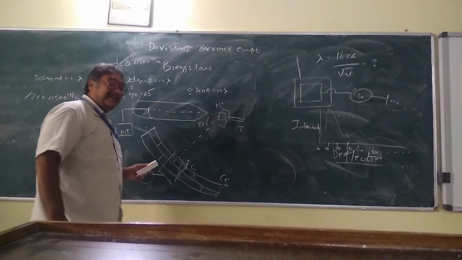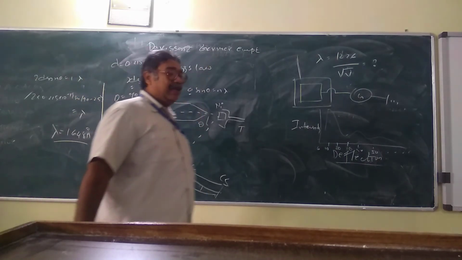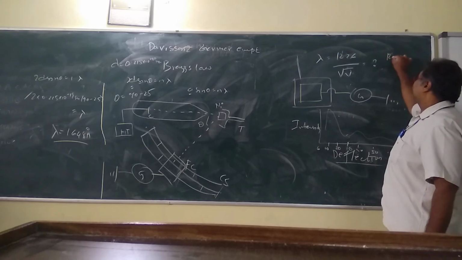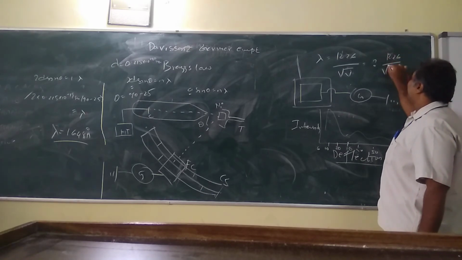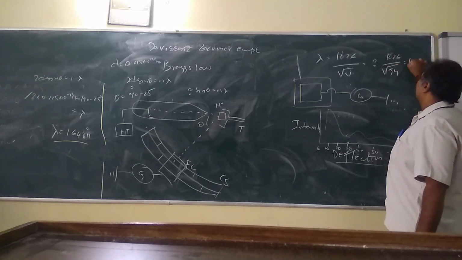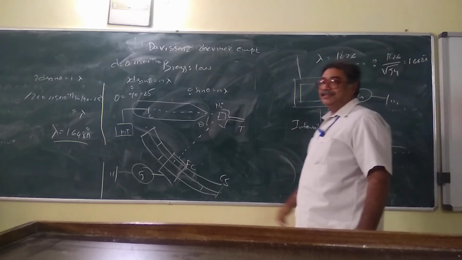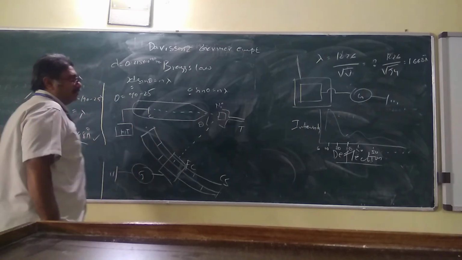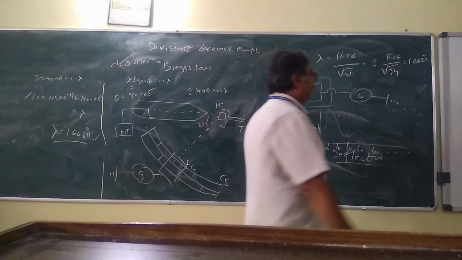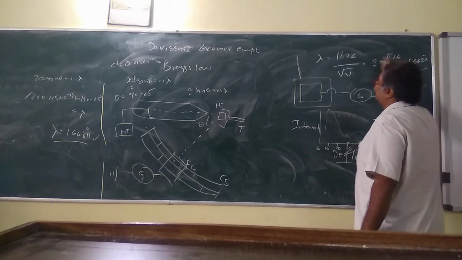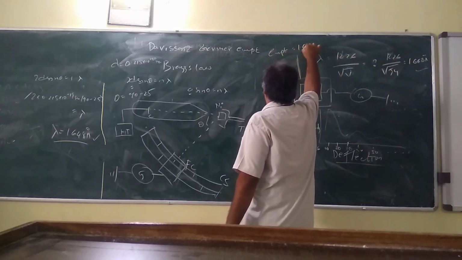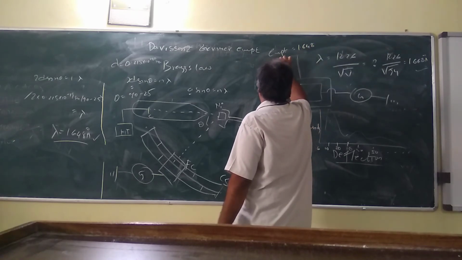Now let us see the theoretical value. What is the theoretical value we have? Lambda equals 12.26 by root V. We substitute the voltage that we applied here, approximately 54, which gives 1.668. See the difference: here it is 1.648, and here it is 1.668. So the experimental value is 1.648, and what is the theoretical calculated value?